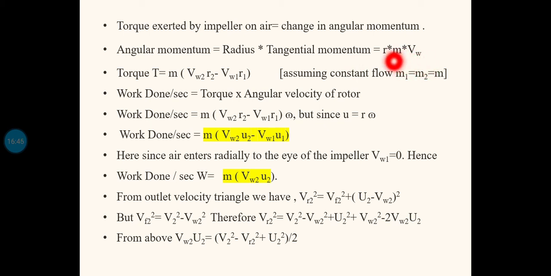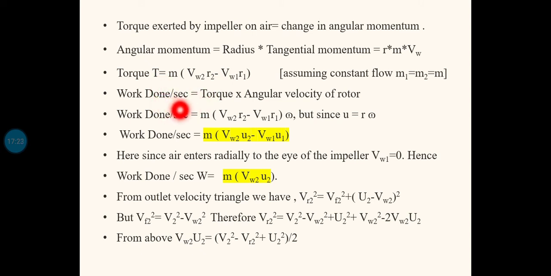Now if we assume constant mass flow rate, m1 equal to m2 equal to m, so m is constant and can be taken outside. So torque T is equal to m into the difference in angular momentum. Actually the change in angular momentum we require. The angular momentum at the outlet side is Vw2 R2, and at the inlet side the angular momentum is Vw1 R1, where Vw2 is the tangential component of velocity at outlet, and Vw1 is the tangential component at inlet. R1 is the inlet radius, R2 is the outer radius. Now work done, this is torque.